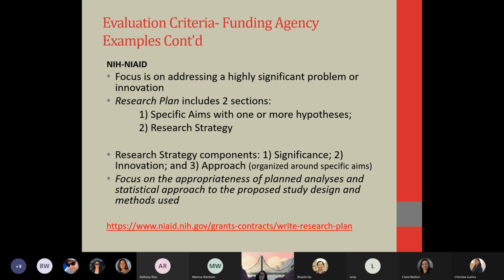So in terms of your research strategy, because that's the next section of your plan, you have to address significance, innovation, and approach. And so your approach, again, needs to be organized around specific aims. So really, your evaluation should focus on the appropriateness of planned analyses and statistical approach to the proposed study design and whatever methods you plan on using.